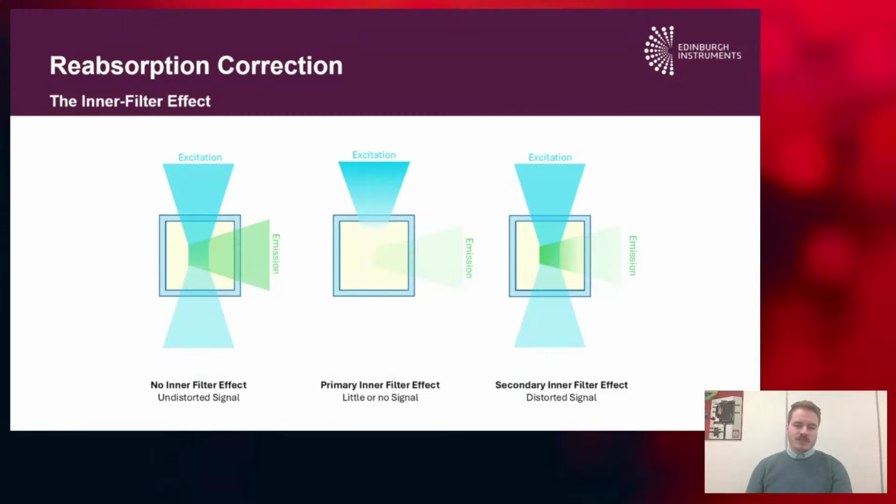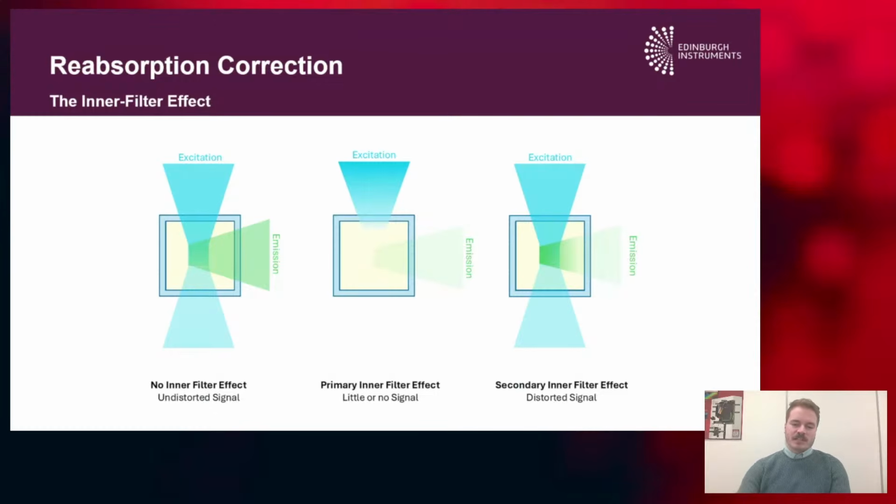Sample reabsorption is based upon the inner filter effect, and the inner filter effect is typically split into primary and secondary. The primary inner filter effect is essentially when a sample is so high concentration that the excitation light can't penetrate deep enough into the sample to reach the focal point that we are collecting the emission from. When we're using an integrating sphere, we don't have focused collection optics, so we're not so fussed about the primary inner filter effect. However, we are concerned about the secondary inner filter effect. The secondary inner filter effect is defined as the sample absorbing its own emission light.